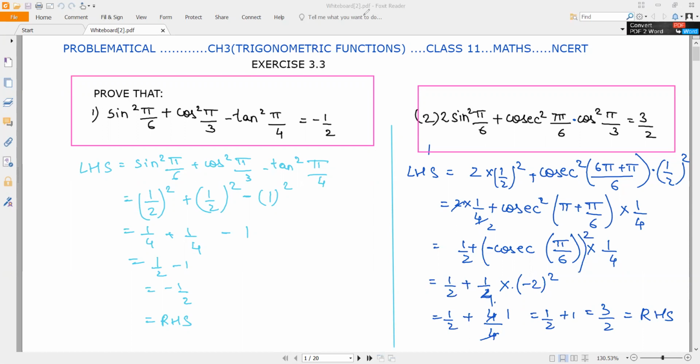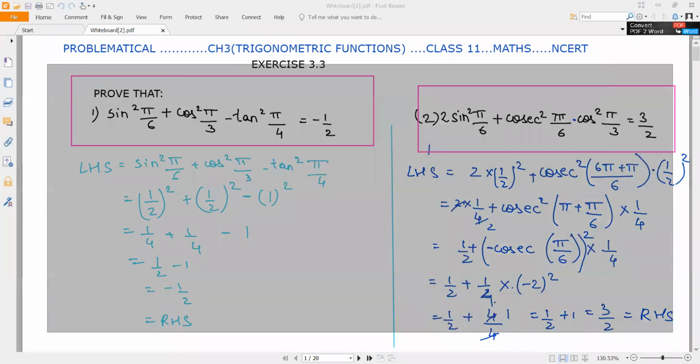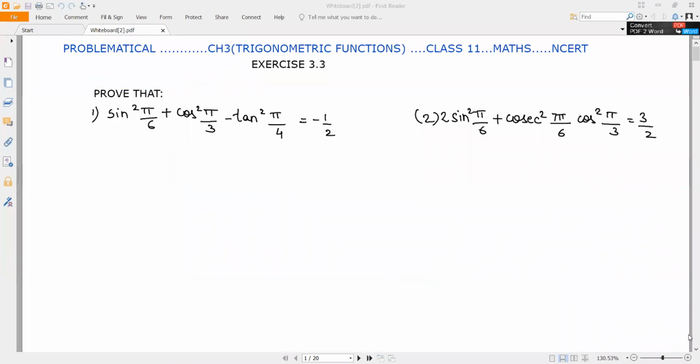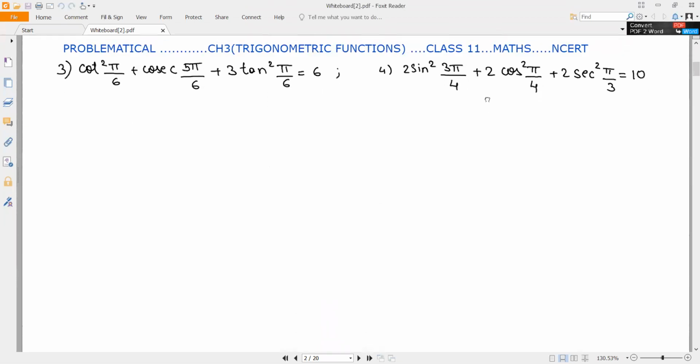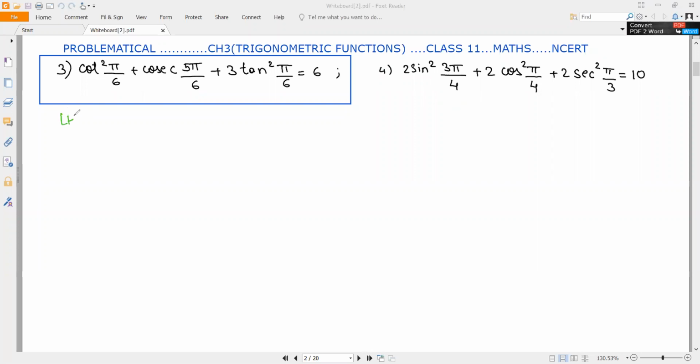Next. Okay, so now the third question is cot square value. LHS is given to you. You have to calculate the RHS again using the standard notations that you know. Standard values. Cot pi by 6. Pi by 6 is again 30 degree. So this will be equal to root 3.